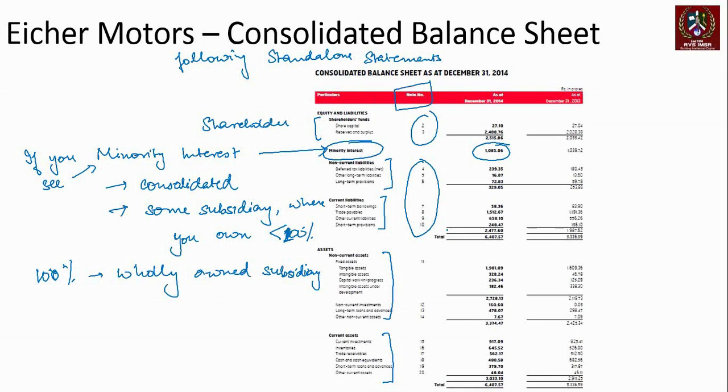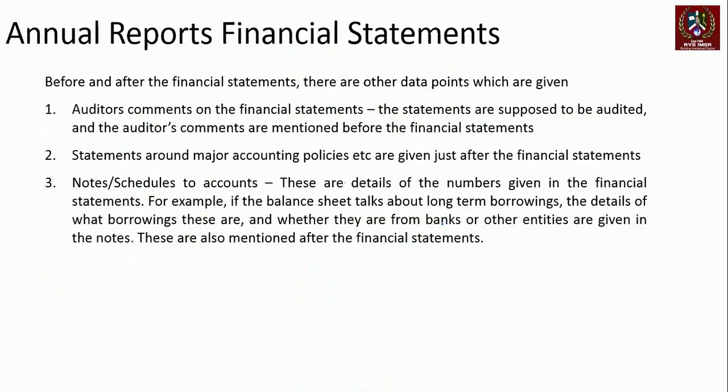Remember we said long-term borrowings or short-term borrowings. You have a small note number 7 here in front of short-term borrowings that will tell you where these borrowings have come from, right? If you look at short-term provisions, there is this note number 10 here that will tell you what these provisions are, right? We'll take an example and look at some of those as well. But broadly, in addition to financial statements, before and after, there are some other data points which are available.